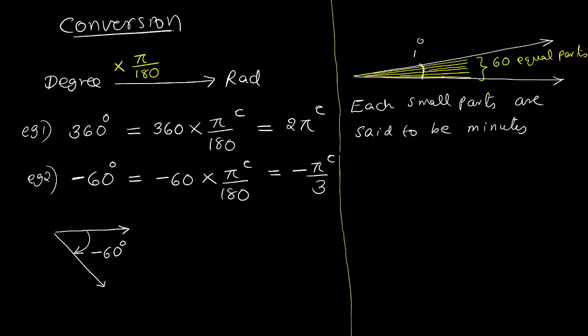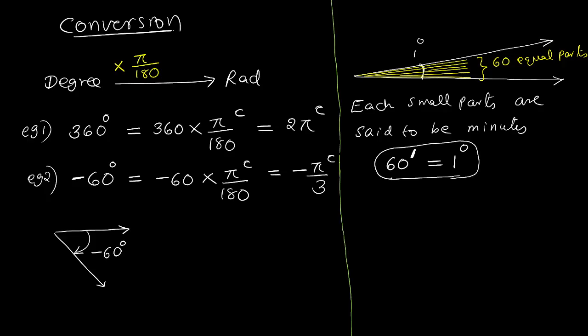Minutes. For minutes we use the dash symbol. Minute here is not representing time; in this situation, minute represents angle. Each smaller part is said to be a minute. The 60 minutes form 1 degree.